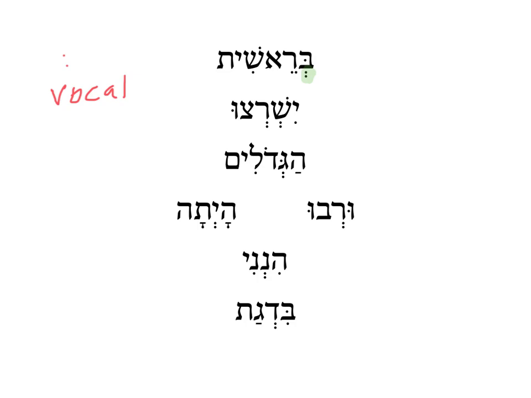Bereshit, in the beginning. When there's two Sheva in a row, the second Sheva will be vocal. Yishratsu, let them swarm. When a Sheva appears under a strong dagesh, as we have here, Hagadolim, then it's vocal.